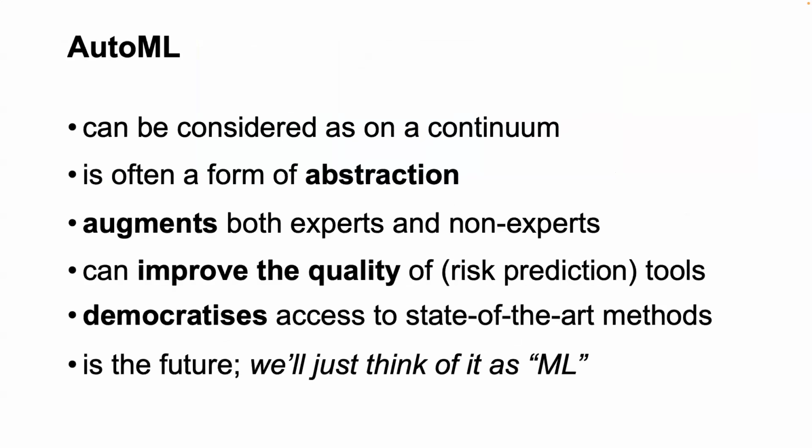So overall, the argument that I'm trying to make about automated machine learning is that it can be considered on a continuum and that we're already using it. It's just a form of abstraction, and in abstracting, you can augment both experts who really should know what they're doing and non-experts who may come with more of a clinical bent and actually want to do something in the real world. A key thing with automated machine learning is that it can improve the quality of risk prediction tools. And I'll come back to that in a second. It democratizes access to state-of-the-art models, and fundamentally, it's the future. Every time that we improve, we'll just think of this as ML rather than the AutoML that it actually is.